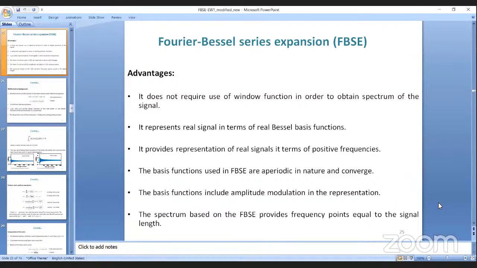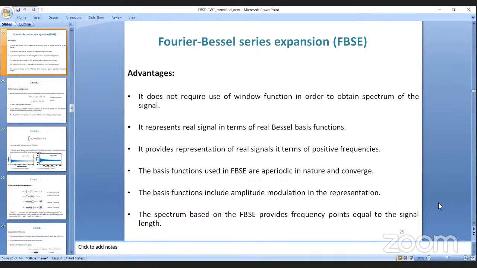In case of the Fourier transform, we require the use of a window function. We need a window function because the Fourier transform computed for a finite signal can be considered as a convolution of the sinc function in the frequency domain with the actual spectrum of the signal. Due to that, some spectral leakages are there, and these leakages are removed with the help of a window function. So we don't require the use of a window function here. Window is not required.